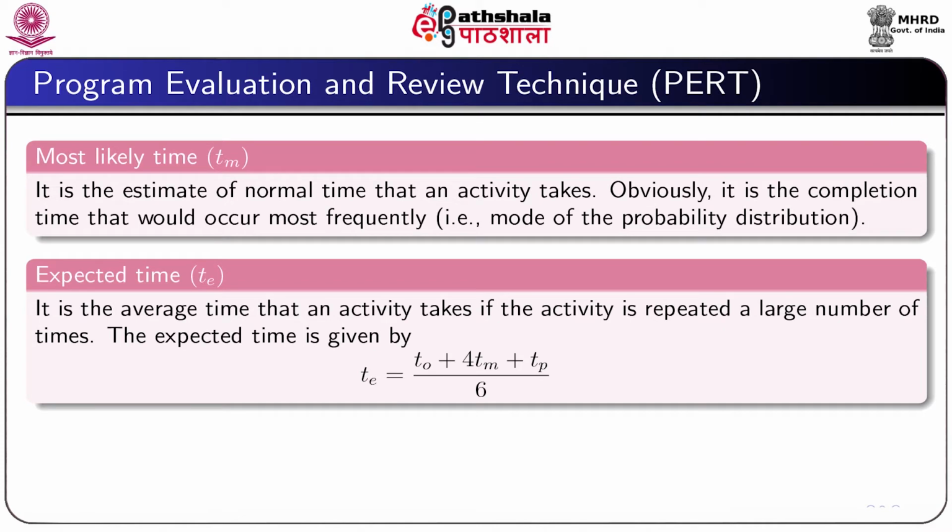The estimate of the normal time an activity would take is the most likely time. Obviously, it is the completion time that would occur most frequently, that is the mode of the probability distribution.